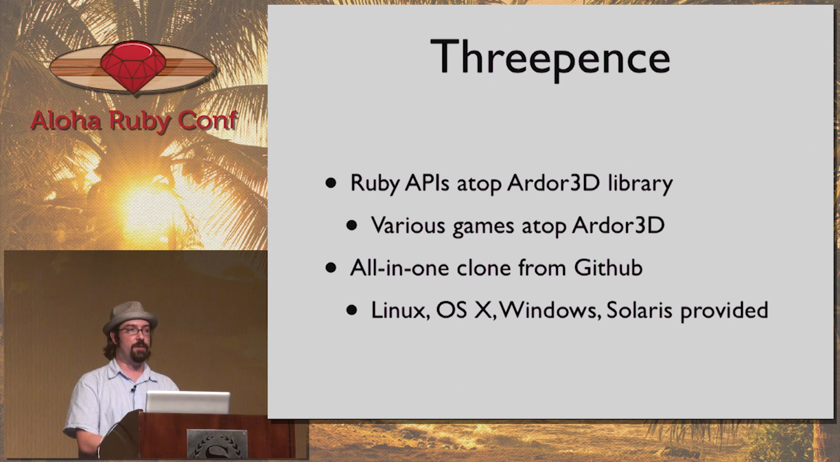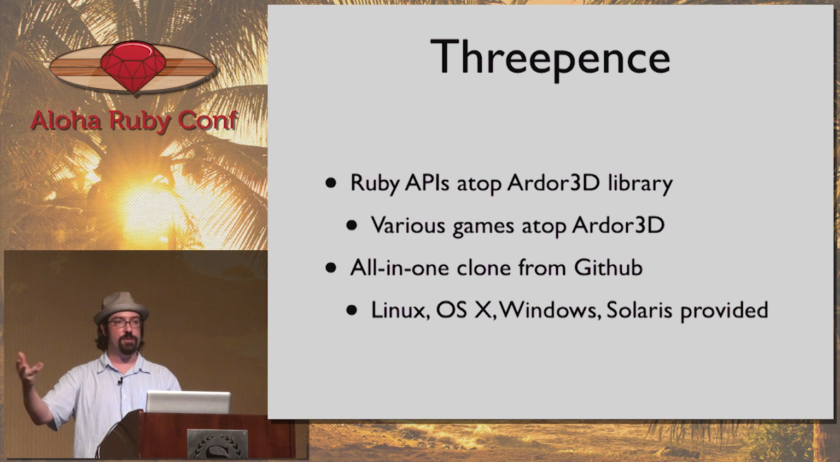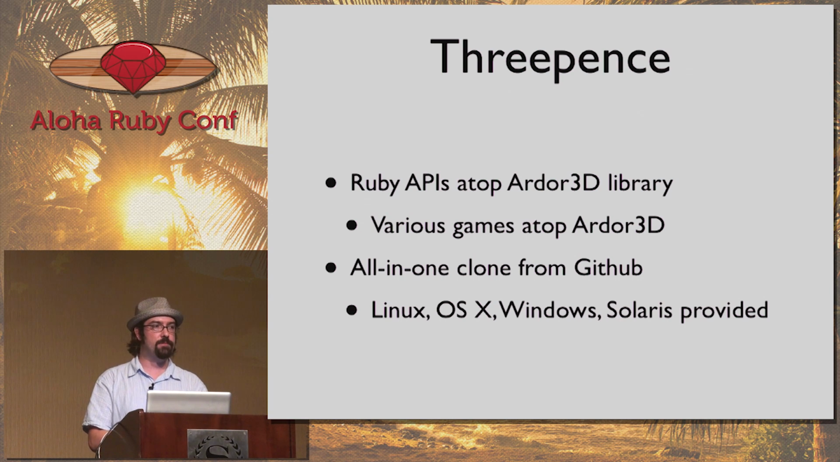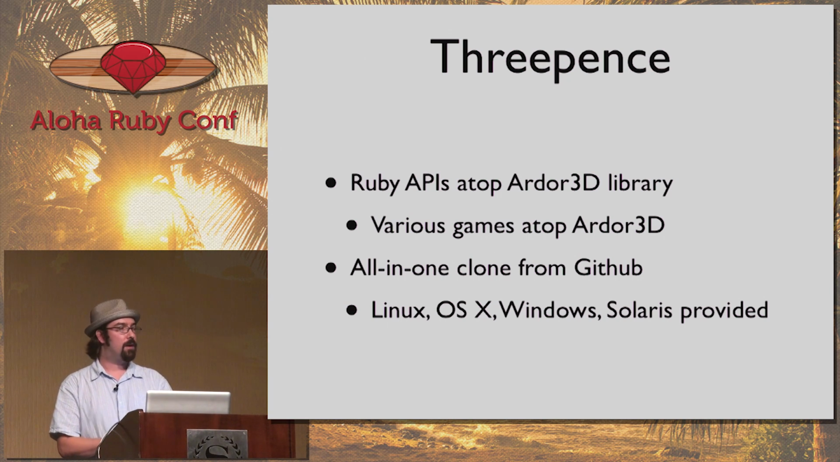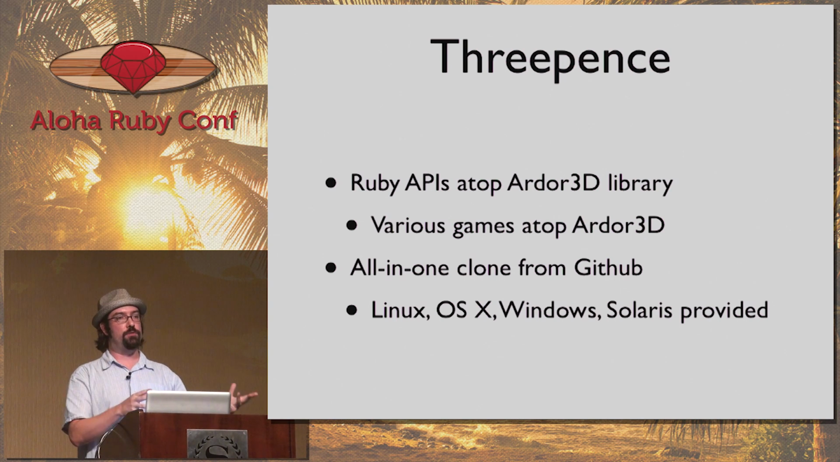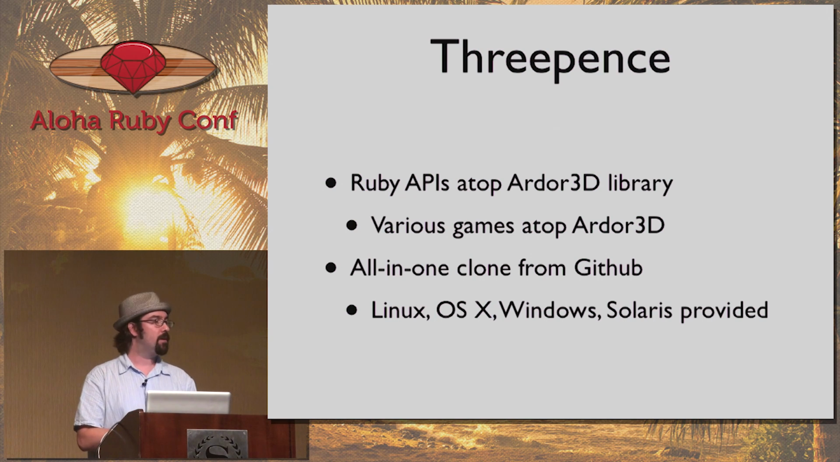So Threepence is another library that Tom has worked on. It wraps the Ardor 3D library, which is using a lightweight Java OpenGL backend, and then providing a scene graph and other stuff on top of it. If you go to Tom's account on GitHub, Enebo, E-N-E-B-O, and look for Threepence, you can basically just clone this and run it. And it has all of the native libraries that are required for it built in. So on pretty much any platform, if you have Threepence, you have JRuby, you have a JVM, you can do 3D graphics and 3D games.